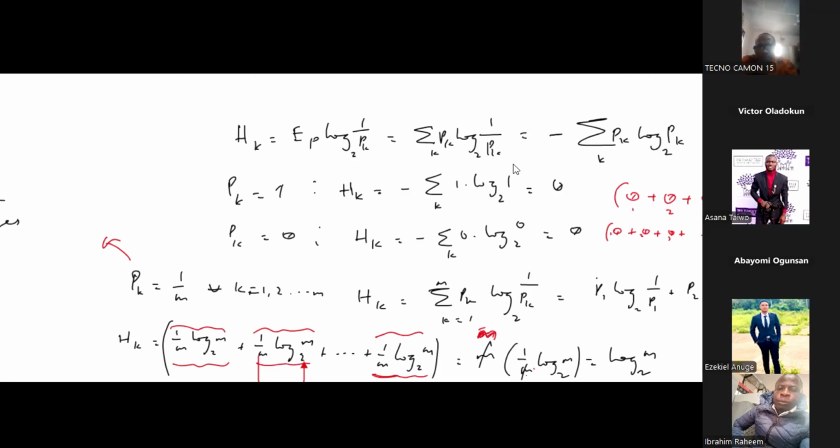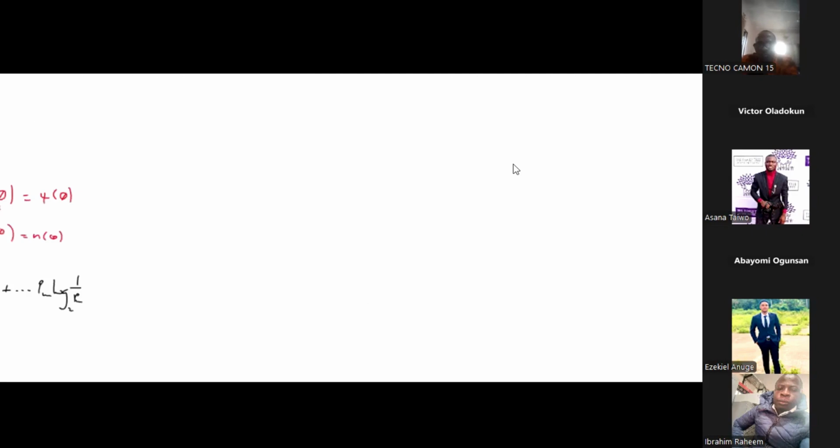Yes, sir, it's clear now. Okay, thank you very much. So I think now we can move on to another interesting property, which gives information about the upper bound on the entropy. When we talk about the upper bound on the entropy, we say that H max, the maximum entropy, is less than or equal to log m base 2. Okay?